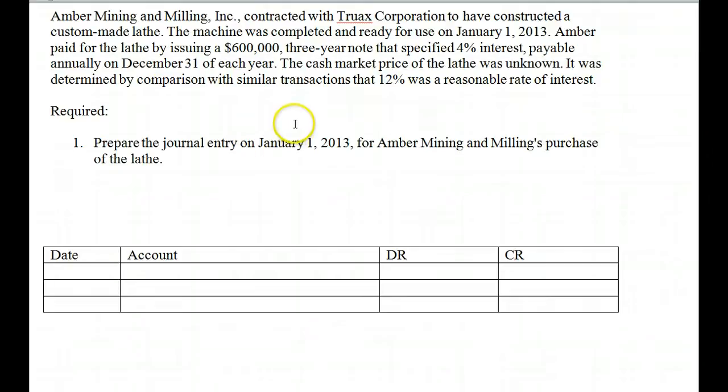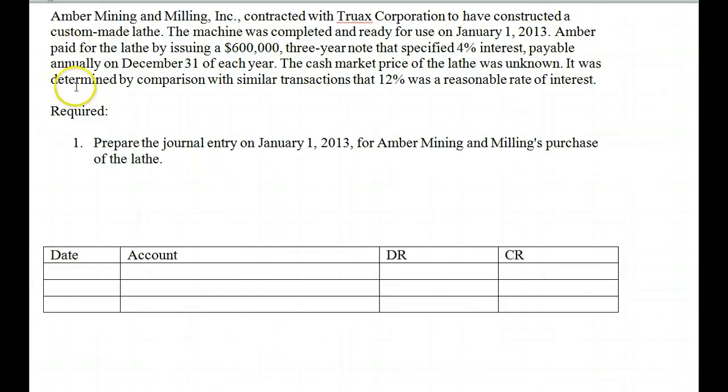Let's look at a note that has an improper or unrealistic interest rate assigned to it. And we're going to look at Amber Mining and Milling here. Amber Mining and Milling Incorporated contracted with Truex Company to have constructed a custom-made lathe. The machine was completed and ready for use on January 1st, 2013.